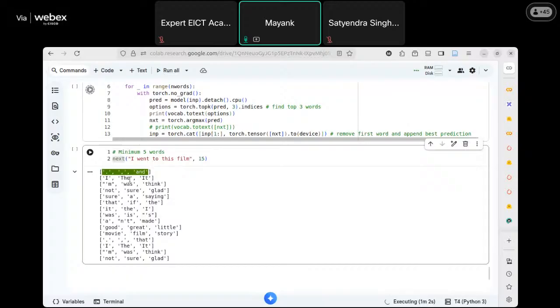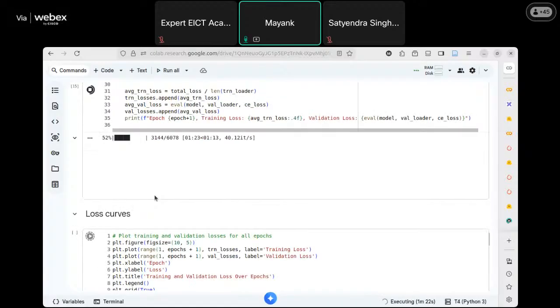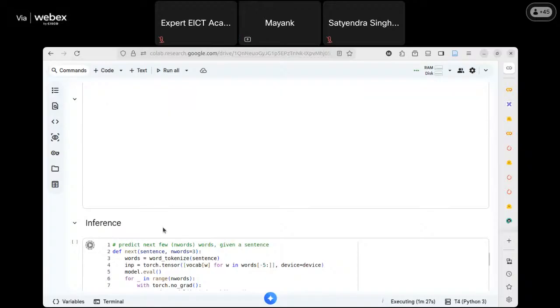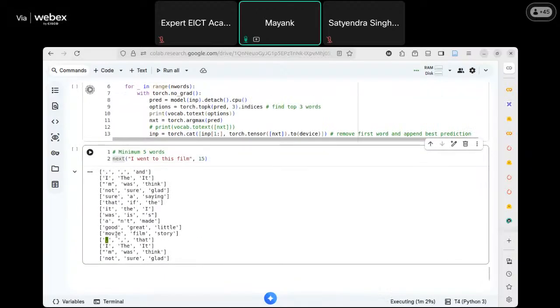Words according to this model. Okay, then after full stop, it says I went to. So let's look at the sentence that it is trying to make. I went to this film, full stop. I am not sure that it was a good movie. Okay, very valid sentence, right? So a model of embedding dimension 32 and hidden size 64, ऐसा कुछ लिए थे हमने, right? वो भी grammatically correct. And this was after training for 5 epochs, right?